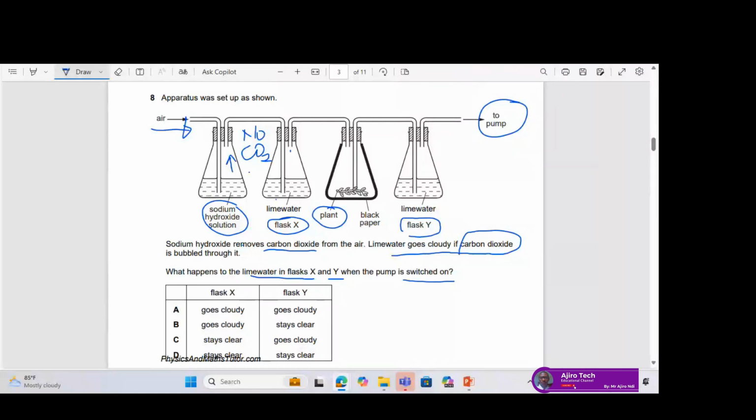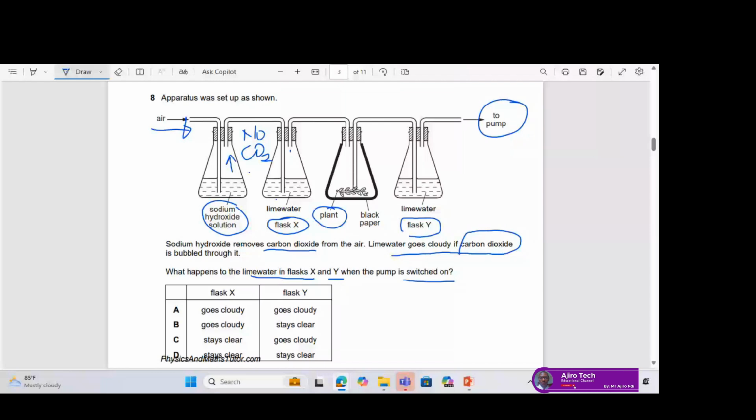Because the tube that is inside the lime water in flask X is also going to the one that has the black paper in it. And also the one in flask Y is going into the one that has the black paper in it. So if the one with the black paper also has sodium hydroxide, it will transfer it to the one in flask Y.